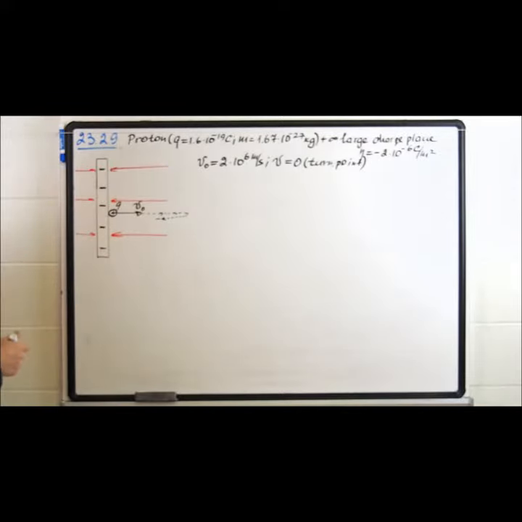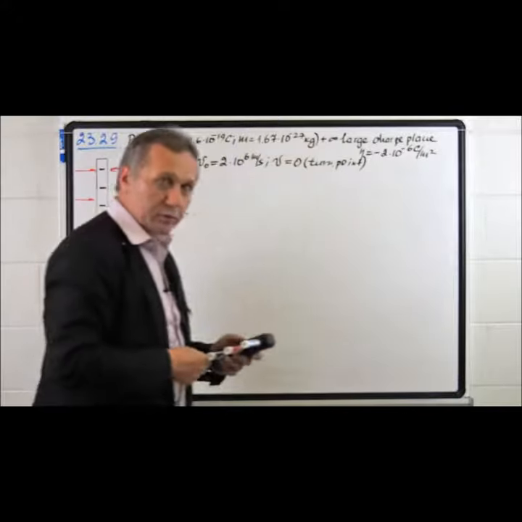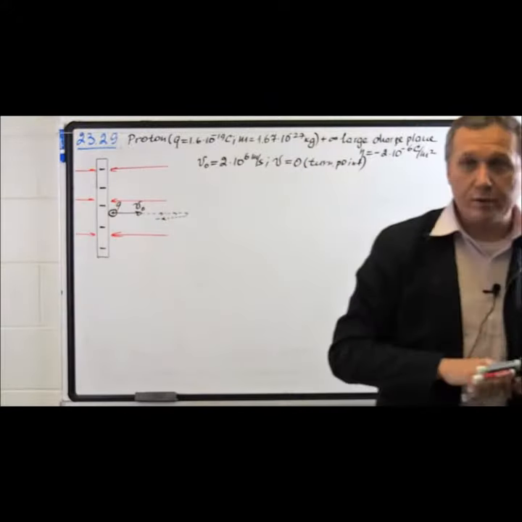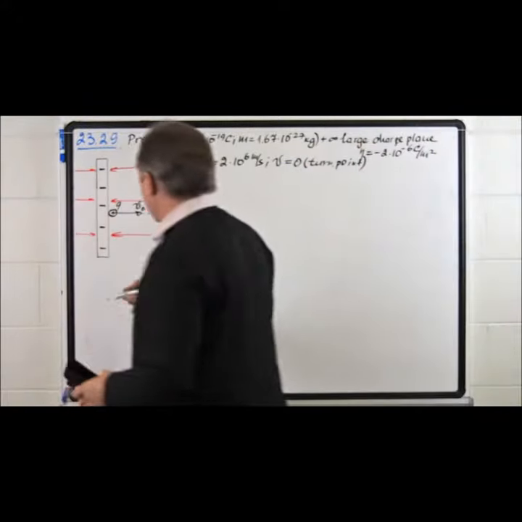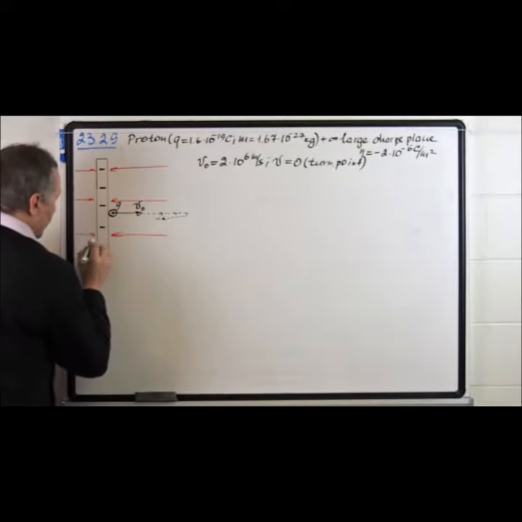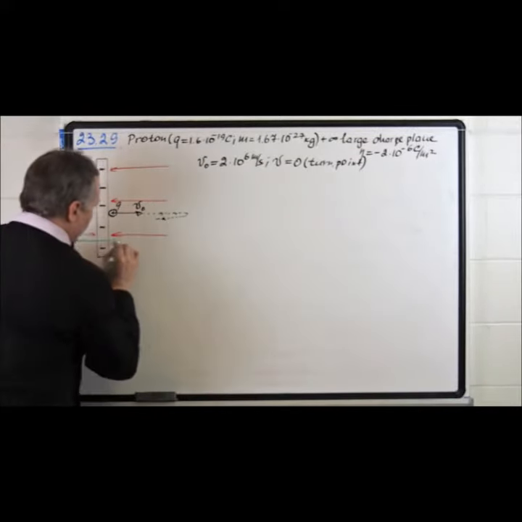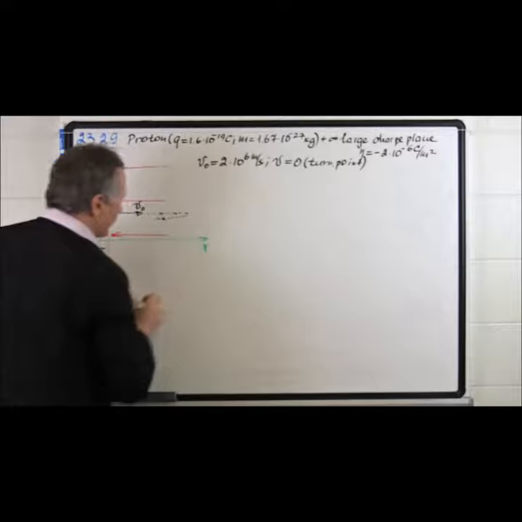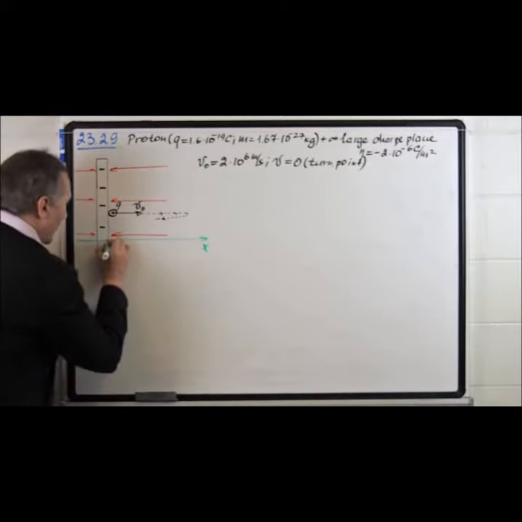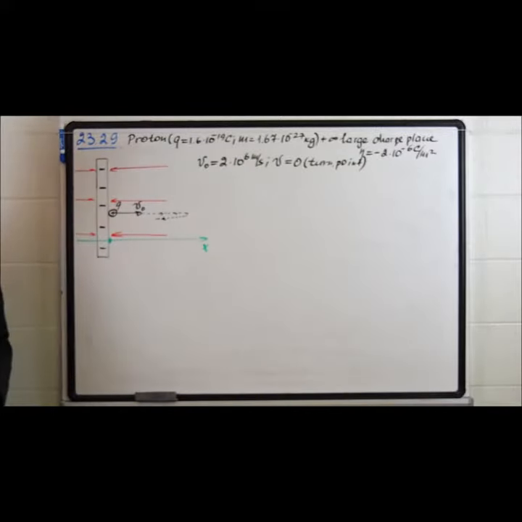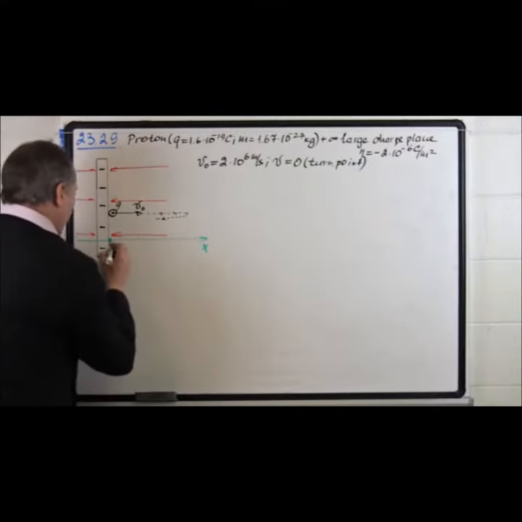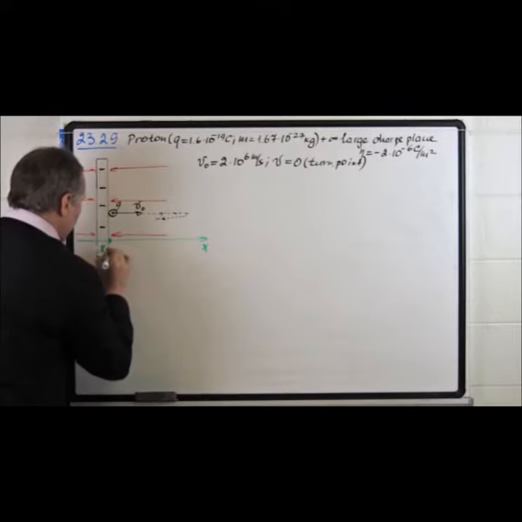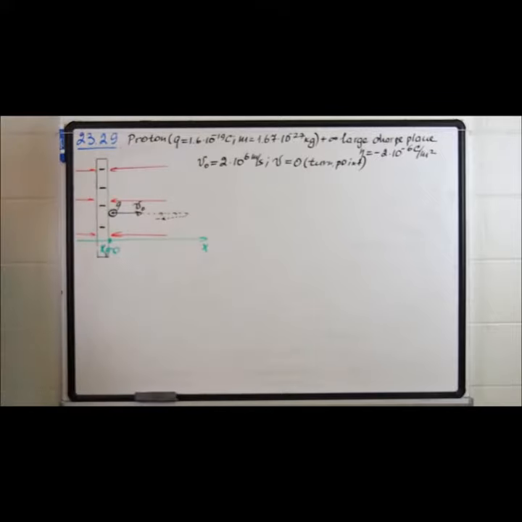Then what else? We need to introduce a coordinate system because we're going to deal with vectors, directions. It makes sense, of course, to introduce a coordinate system. I will draw it here underneath. So this will be my x. Then I will position the origin at the place where we have our negatively charged plane. So that's my x equals 0.